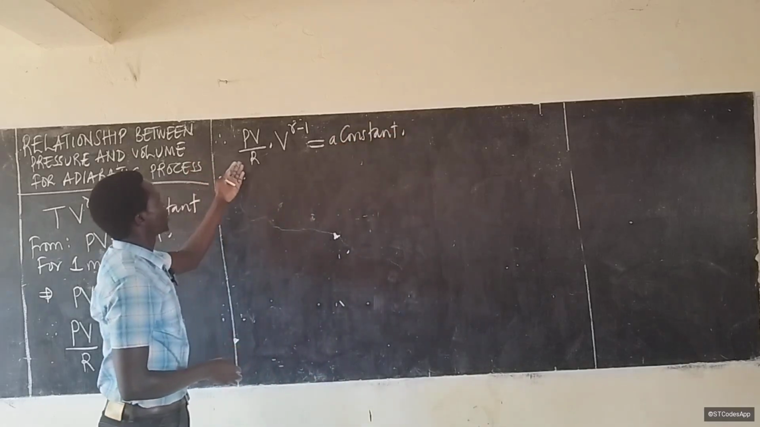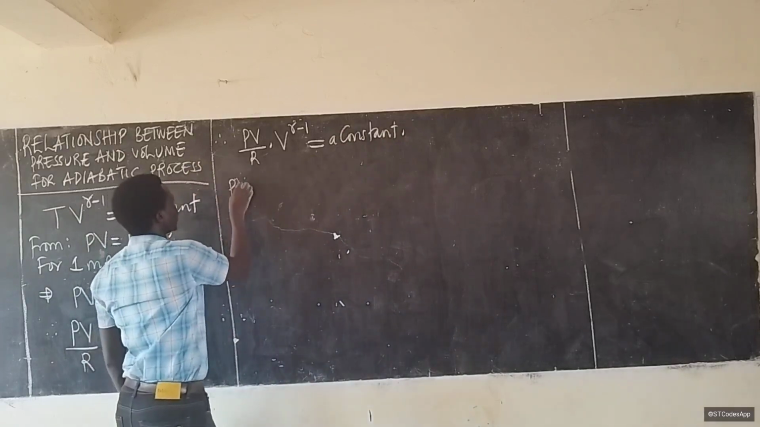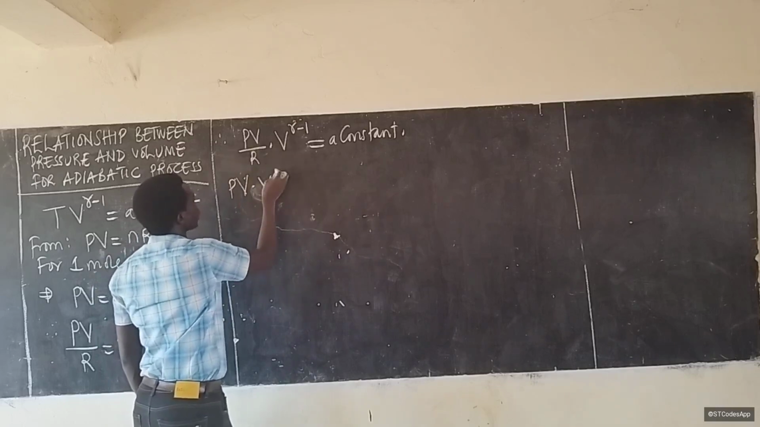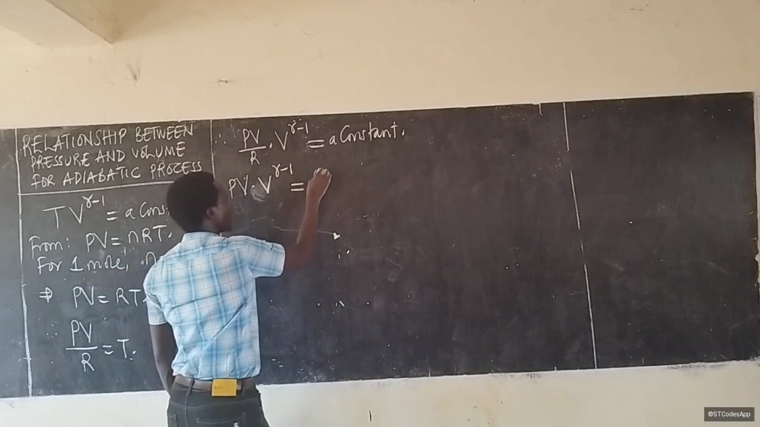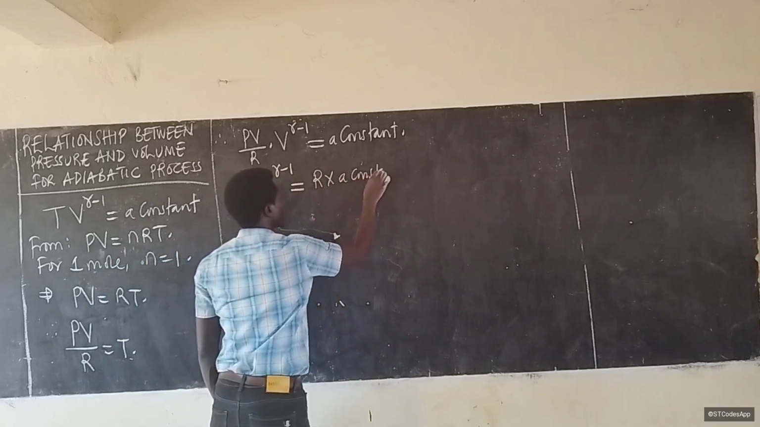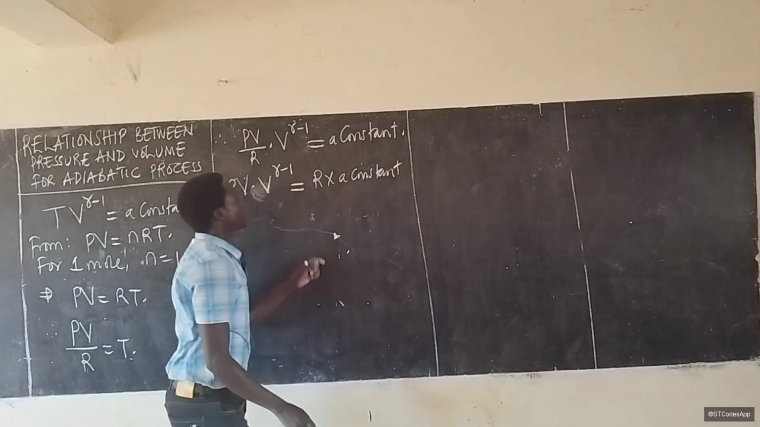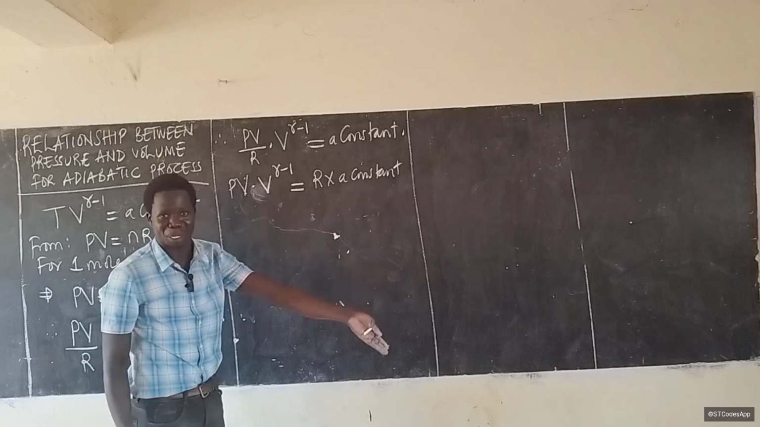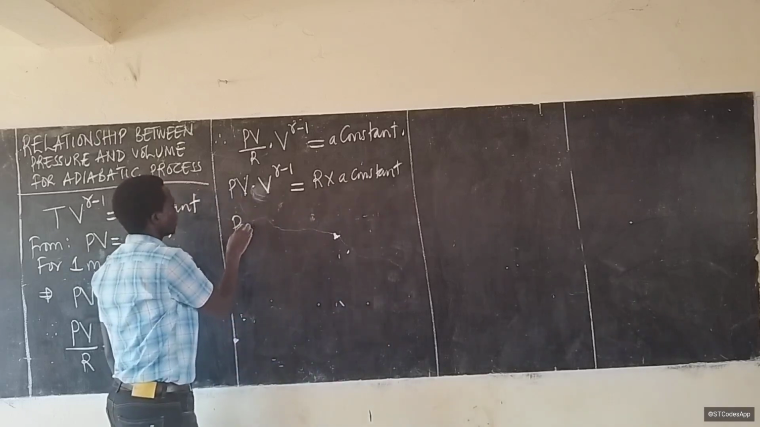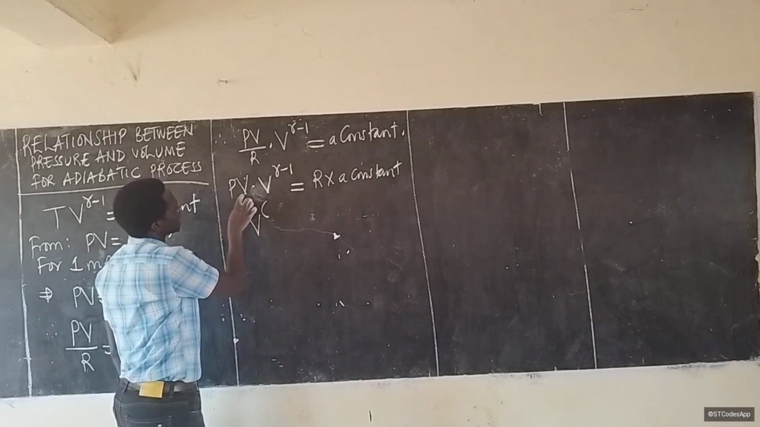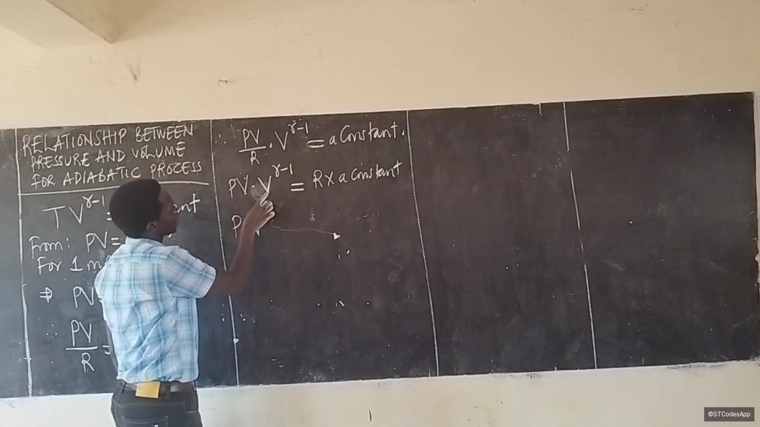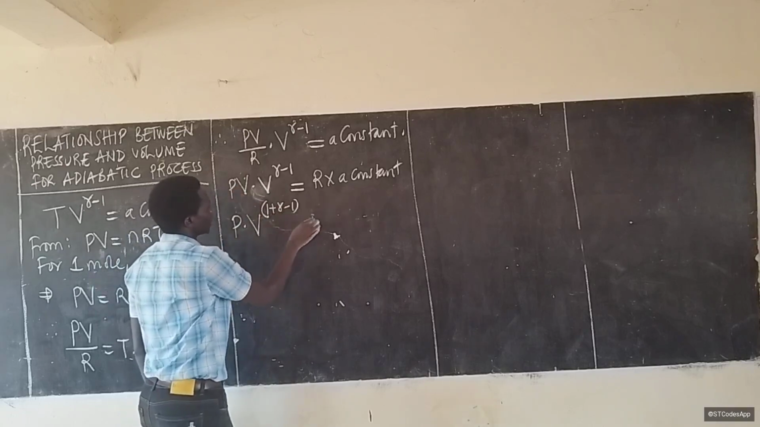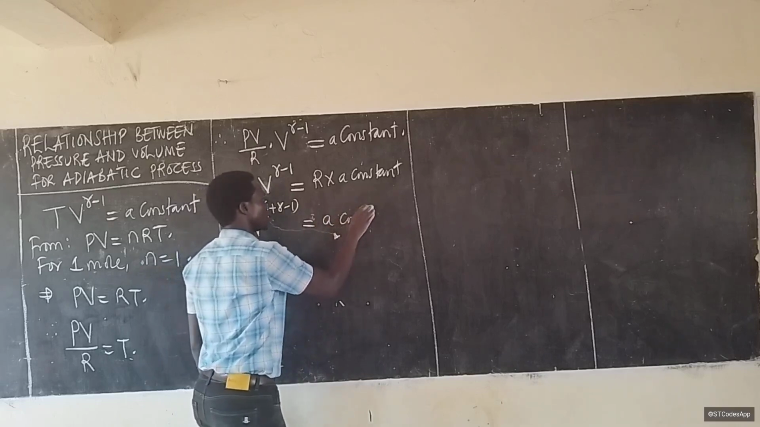Yes, so I can multiply both sides by R, and then I will have PV times V to power gamma minus 1 is equal to R times a constant. And remember, R is the molar gas constant, times another constant, it will actually give us a constant. So when I have this P, I will have this V. When indices are multiplying the same base, then you have to add the powers. So I will have the power of V as 1 plus gamma minus 1, and this is going to be equal to a constant.